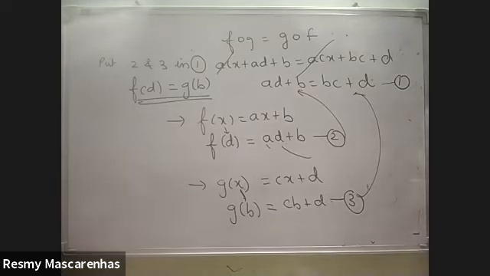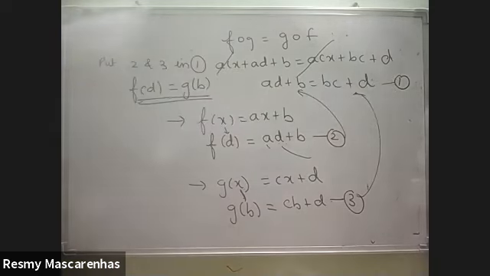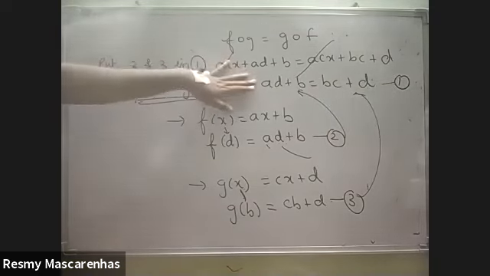So first what I have done is find f of g, g of f. They have already said they are equal, means what? They are already telling they are equal. So you have equated it and this is what you got, the first equation. So this was the first condition.